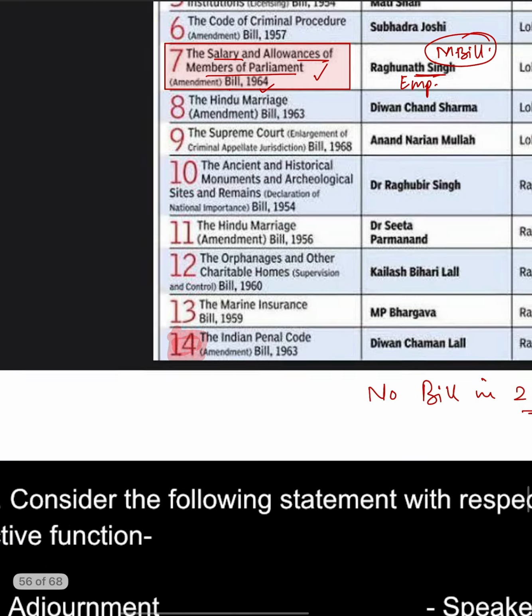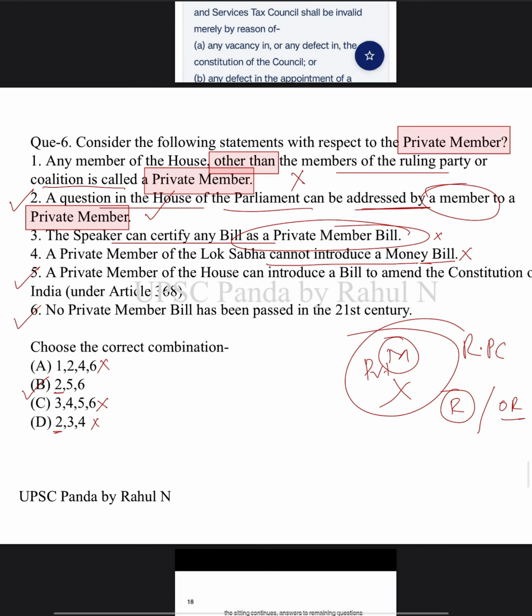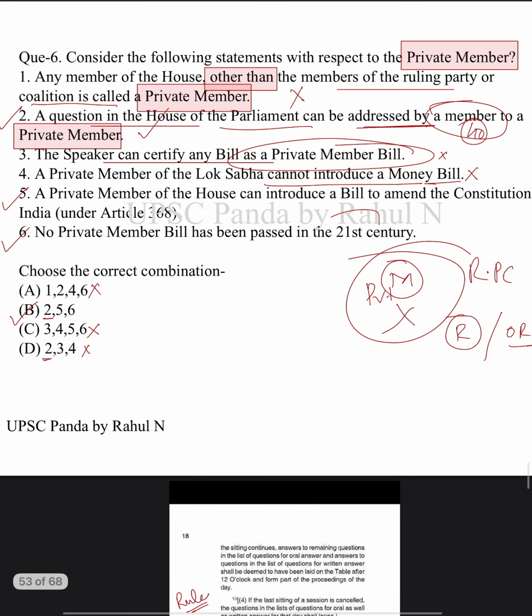Okay, so this is the case. Now you see, a question can be addressed. Rule 40 of the Lok Sabha: private member cannot introduce the money bill. This is wrong because I've already shown you that it was possible. ठीक है, and 21st century में no private member bill has been passed. ये सही है. So answer is 2, 5 and 6.